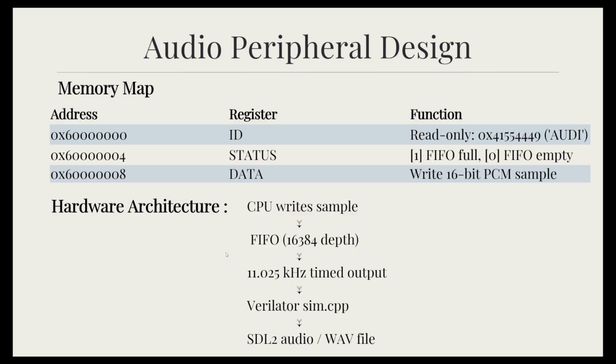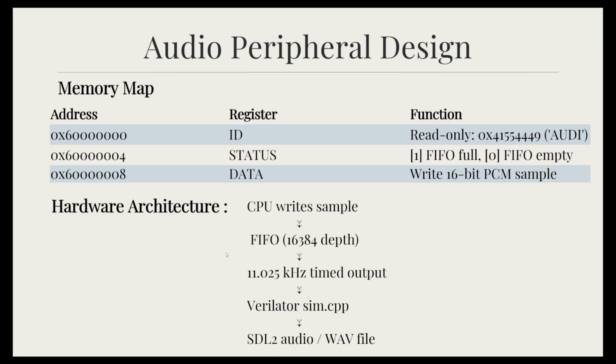On this slide, I introduce the audio peripheral design. The audio device is memory mapped and has three simple registers. First, there is an ID register that returns the word Audi, so software can quickly confirm the device exists. Second, there is a status register that tells me whether the FIFO is full or empty. Third, there is a data register where the CPU writes one PCM sample each time.